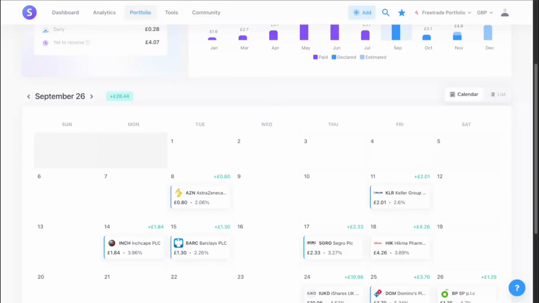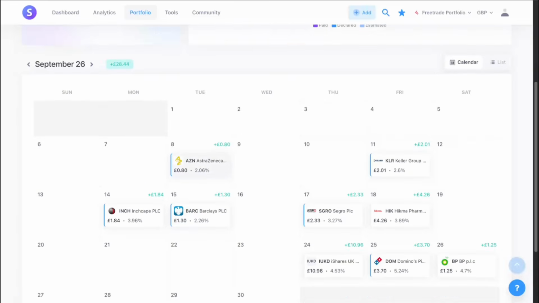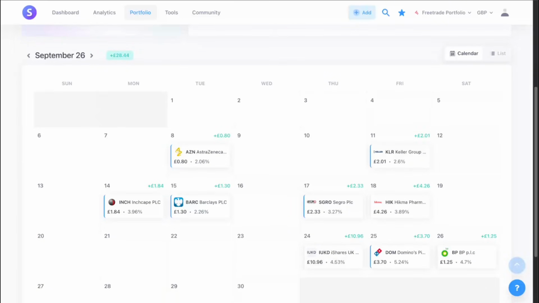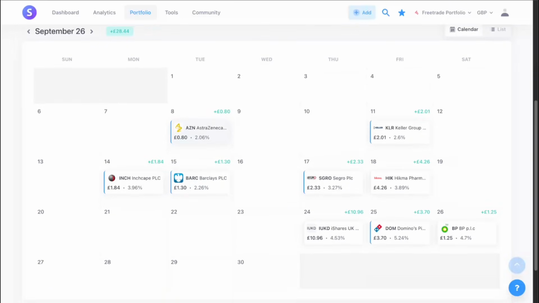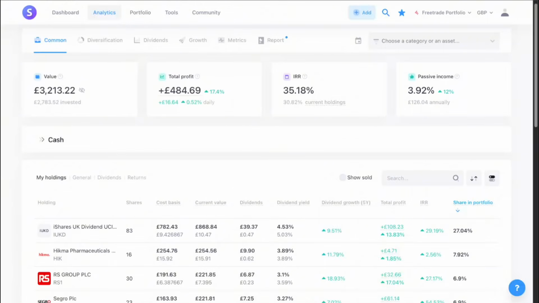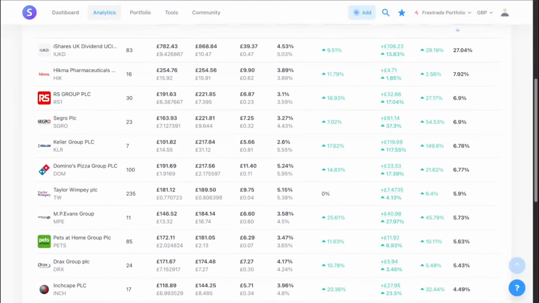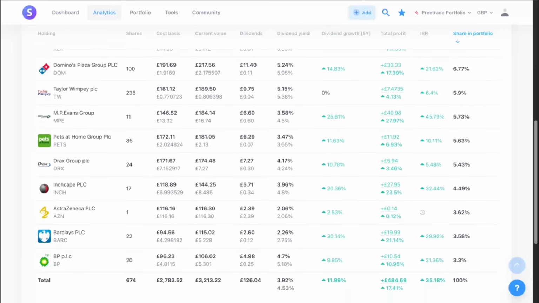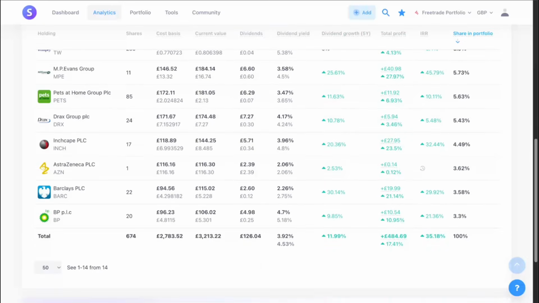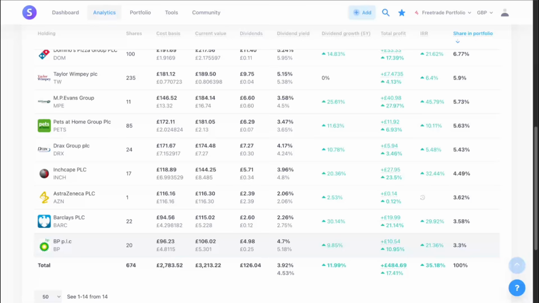Thankfully, AstraZeneca goes ex-dividend tomorrow, so I'm going to be able to squeeze in that first dividend payment in September, and throughout the month it's going to be a very busy one as I'm going to end up receiving dividends from a total of 9 different companies. We can also see that the portfolio value now sits at over £3,200 and every single position within the portfolio is into the green.